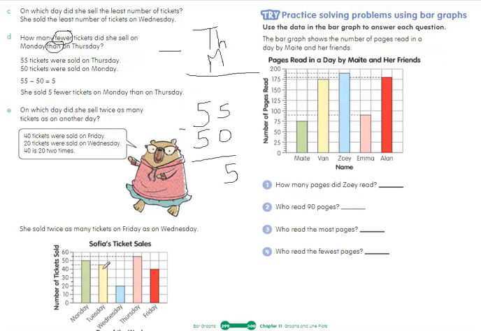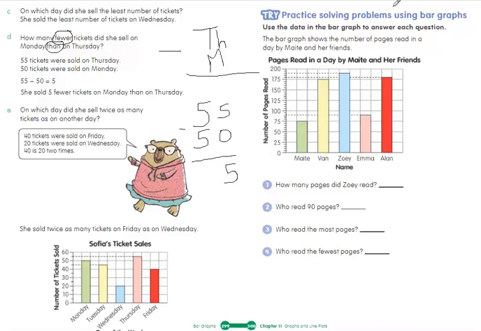Let's see. If I multiply 45 by 2, that'll go off the graph. Let's see. If I multiply Wednesday by 2, or add it to itself, 20 plus 20 is 40, or 20 times 2, which equals 40. Friday equals 40, so she sold twice as many tickets on Friday as on Wednesday. So this is twice as many as Wednesday.